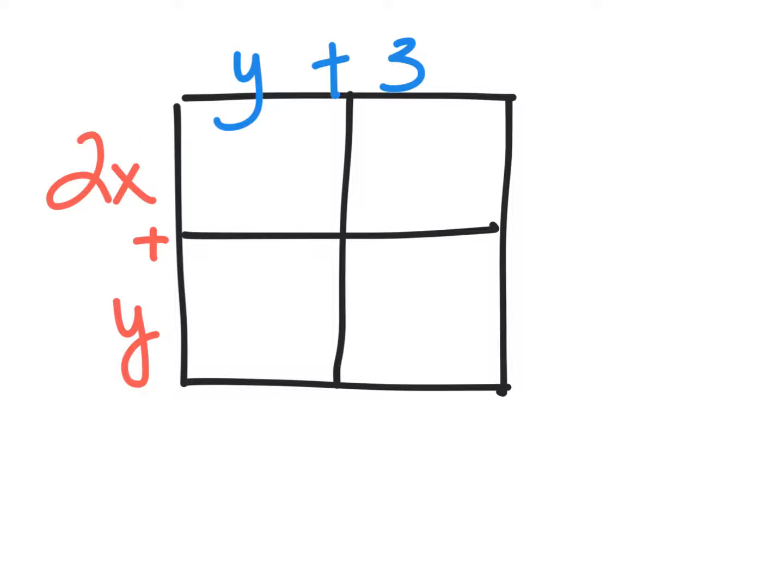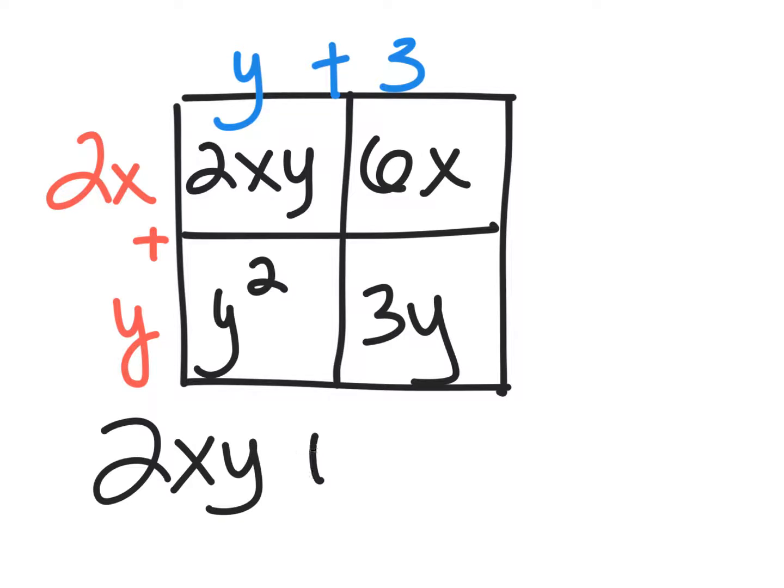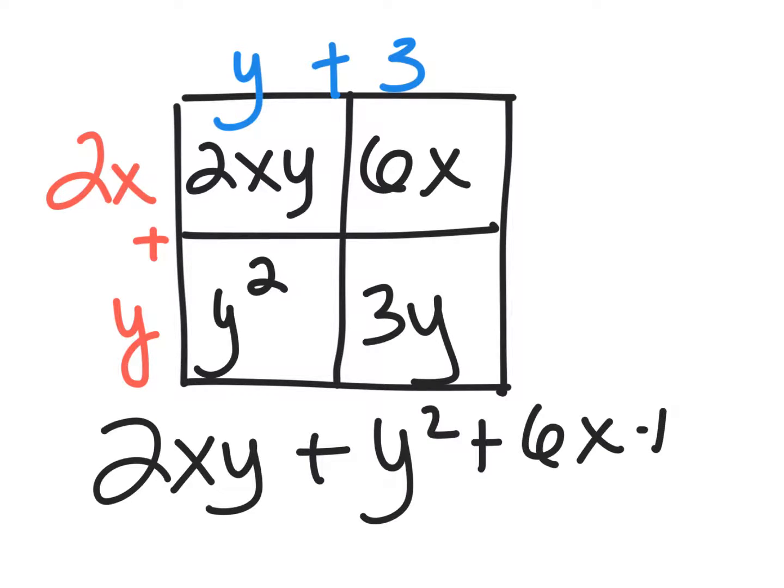All right, so here I have my generic rectangle set up, and I'm going to go ahead and find the products. 2x times y gives me 2xy, 2x times 3 gives me 6x, y times y gives me y squared, and y times 3 gives me 3y. So when I put that together, I get 2xy plus y squared plus 6x plus 3y, and that's the expression I started with.